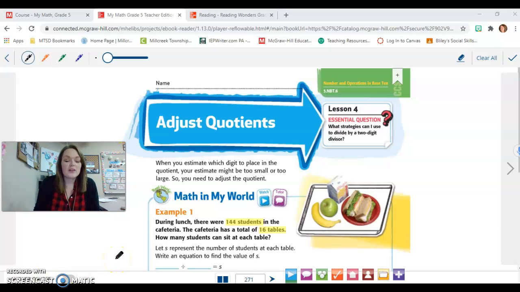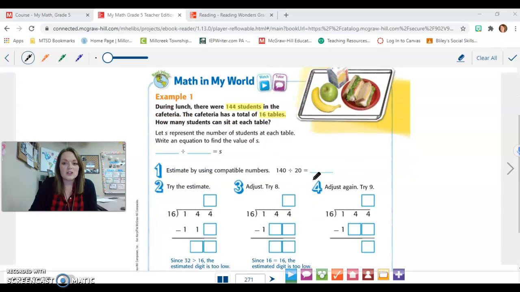Good morning. Today we are on chapter 4, lesson 4, adjusting quotients. What does it mean to adjust a quotient? What we're going to do is use estimation to give us a starting point to help us divide larger numbers. So if we look at our first example, we have a lunch tray.